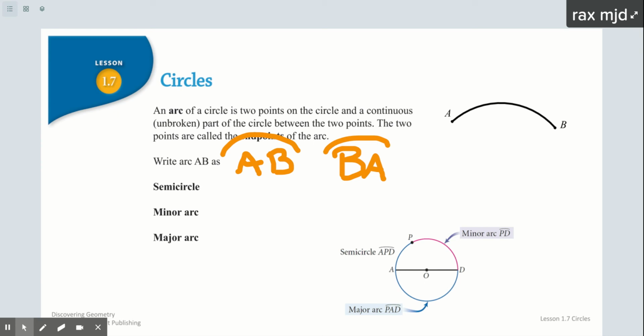Okay. So minor arc is going to be less than 180 degrees. Minor arc is less than 180 degrees, so it's less than a semicircle, and a major arc is greater than that. So larger than a semicircle. And again, a major arc, we're going to use 3 letters to name, and we use the endpoints and then 1 point that it goes through.